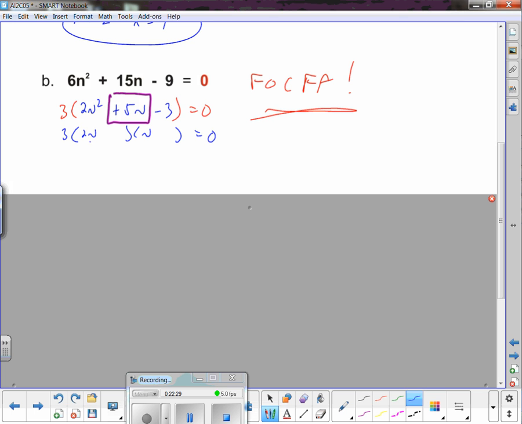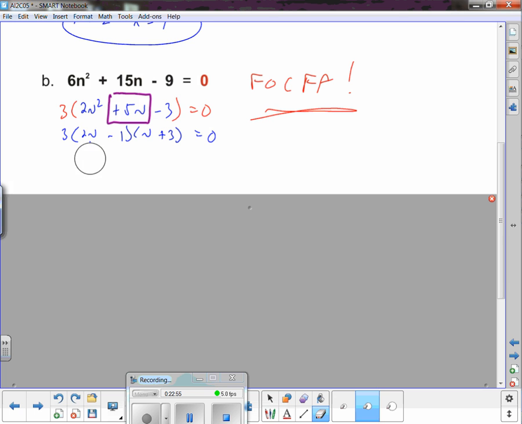But you know what? I've got this 2. If I put the 3 here, that's a 6. And a 1 in the middle, a 6 and a 1 can get me a 5. What does the 5 need to be? Positive. So I need the 6 to be positive. Positive 6n minus 1n. There we go. That's the correct factorization because my outers and inners give me the middle.